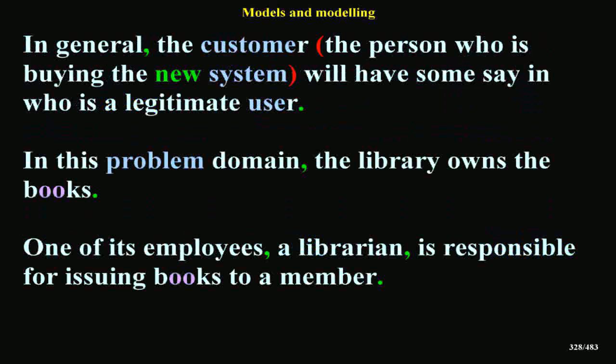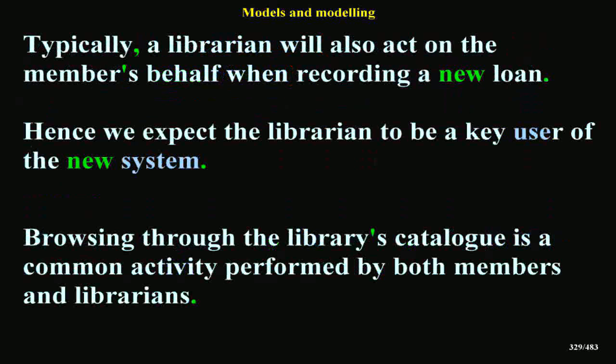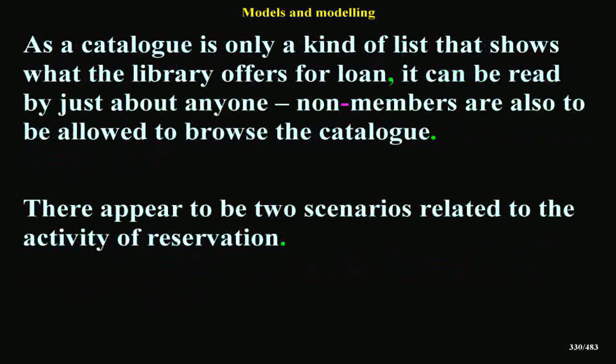One of its employees, a librarian, is responsible for issuing books to a member. Typically, a librarian will also act on the member's behalf when recording a new loan. Hence, we expect the librarian to be a key user of the new system. Browsing through the library's catalog is a common activity performed by both members and librarians. As a catalog is only a kind of list that shows what the library offers for loan, it can be read by just about anyone. Non-members are also to be allowed to browse the catalog.